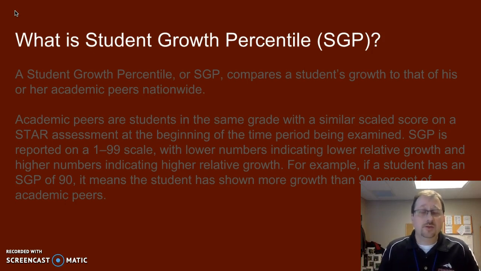Briefly speaking, a student growth percentile is a way to compare a student's growth relative to that of his or her academic peers. The easiest way of putting this together is taking a look at students who start at a similar scale score and the amount of growth that they make in relation to other students who have a similar starting point. So what does that mean?